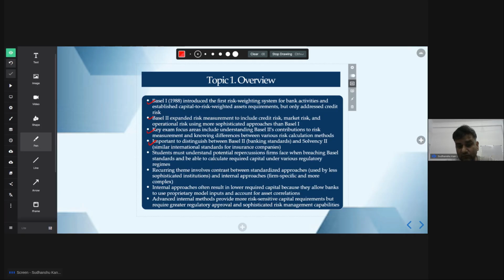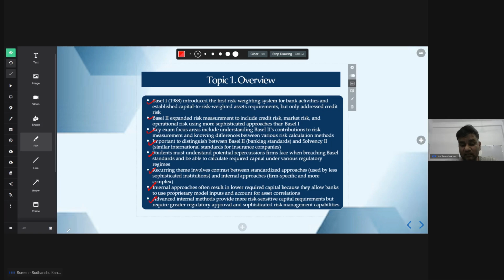The consequences of breaching Basel standards: firms breaching capital requirements face regulatory intervention, restrictions on growth and dividends, and loss of market confidence. Students must be able to calculate required capital and understand the implications of shortfalls. Then we go into standardized versus internal approaches. Standardized approaches are simpler, used by less sophisticated institutions. Internal approaches are firm-specific, more complex, and often result in lower capital requirements. This trade-off appears repeatedly throughout Basel II.